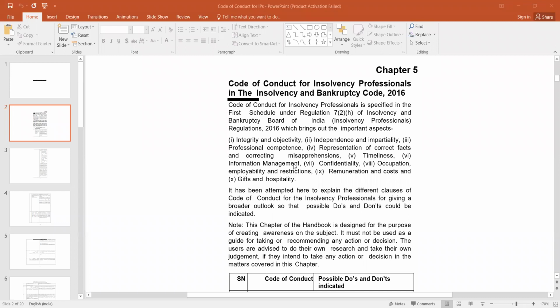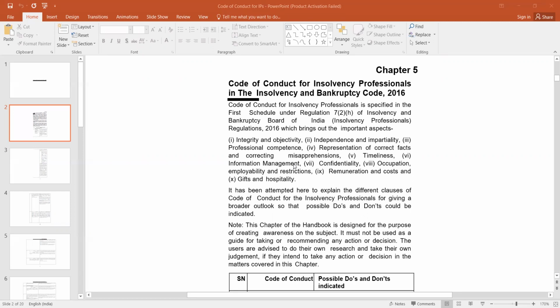First is integrity and objectivity. So actually certain characteristics are envisaged or expected from an insolvency professional, that you should be a person of integrity and objectivity. Then independence. These are some of the traits which he is expected to possess. But we must be able to distinguish one trait from the other, that is, what is included in independence and impartiality and what is included in integrity and objectivity. So sometimes they are framing questions on this.